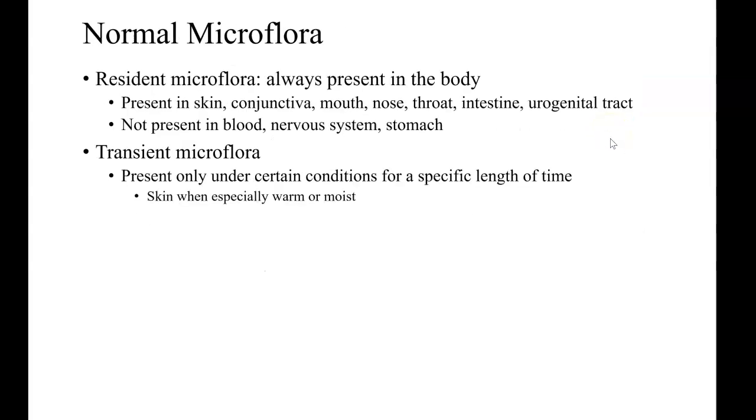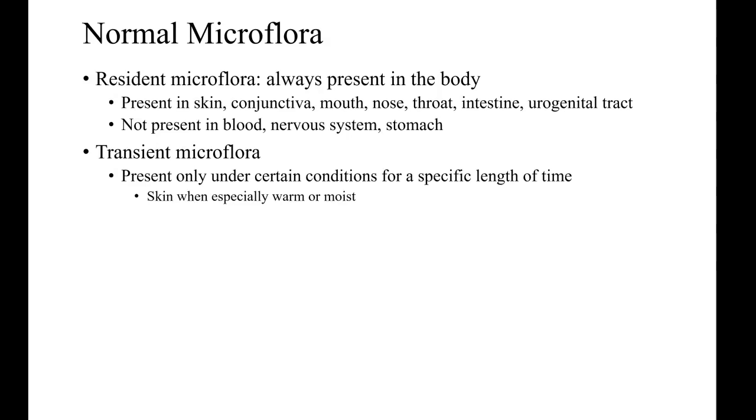So, as I said, we have a lot of bacteria on us and in us. This is what we consider to be our resident microflora. So we have bacteria, microflora on our skin, we have it on our mucous membranes, especially in our intestinal tract, urogenital tract as well. Places that we don't have microorganisms, and we certainly don't want them there, that would be our blood, our nervous system.